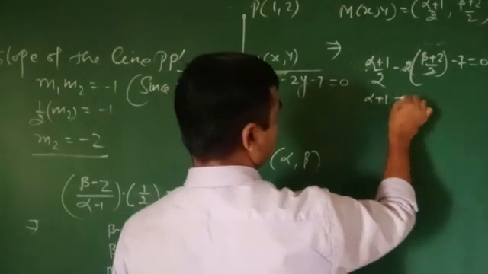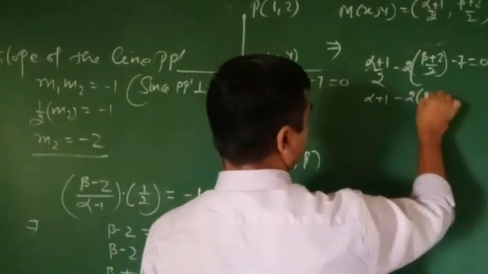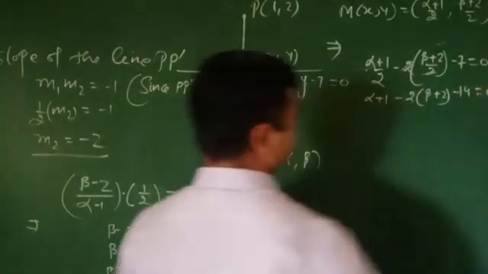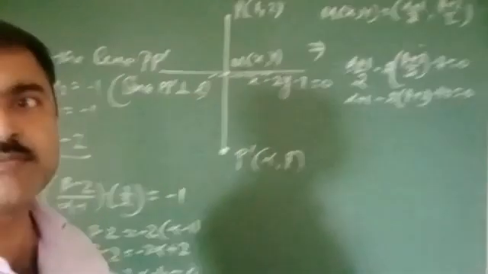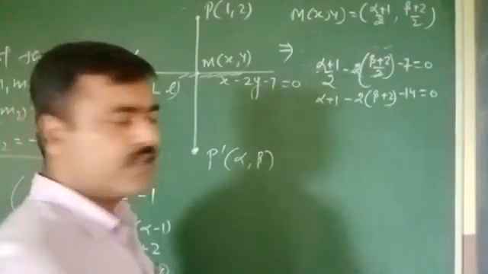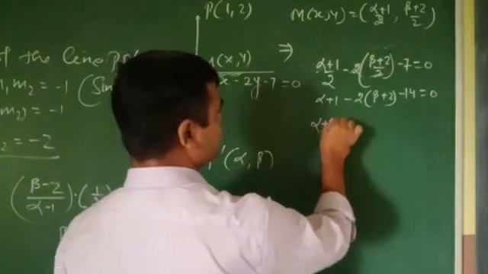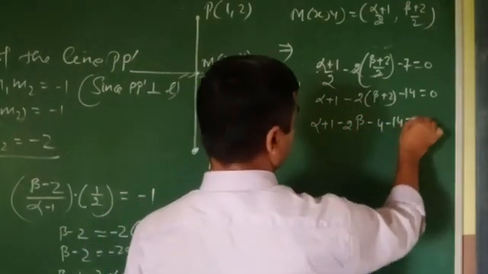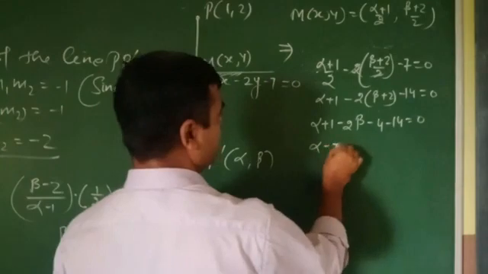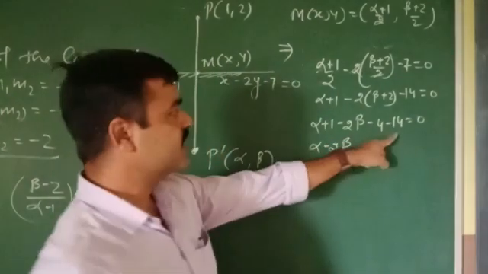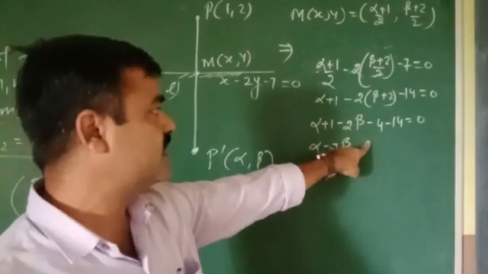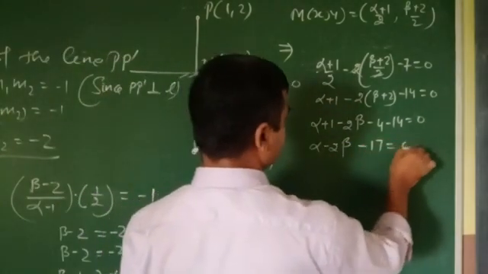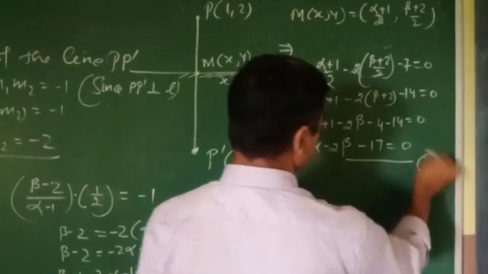Alpha + 1 - 2(beta + 2) - 14 = 0. Again simplify this one. Alpha + 1 - 2 beta - 4 - 14 = 0. Alpha - 2 beta - 14 - 4 = -18, plus 1 gives -17, so alpha - 2 beta - 17 = 0. This is the second equation.